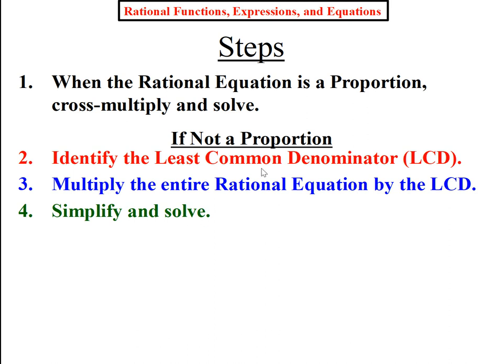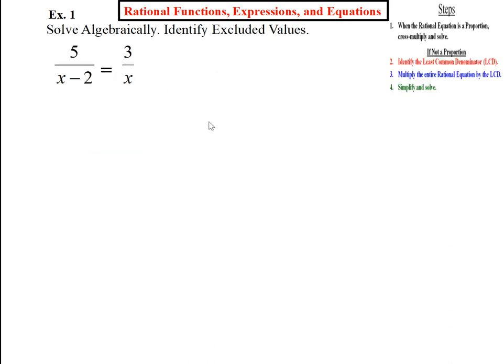Alright, I'm going to leave the steps on the top right of the screen, but copy example 1. Example 1 says, solve algebraically, and then identify excluded values. The equation given is 5 over x minus 2 equals 3 over x.